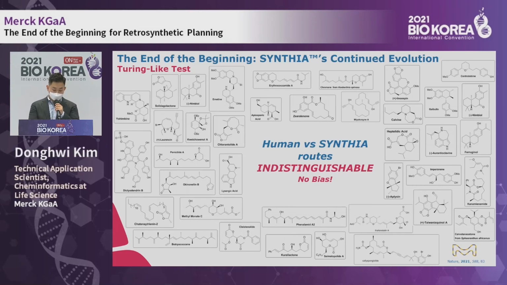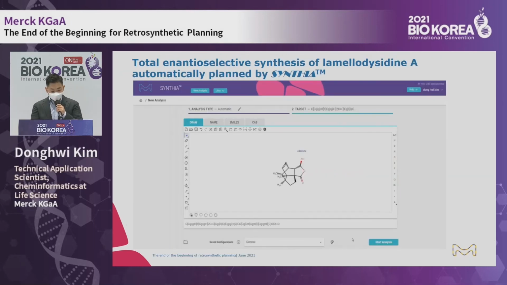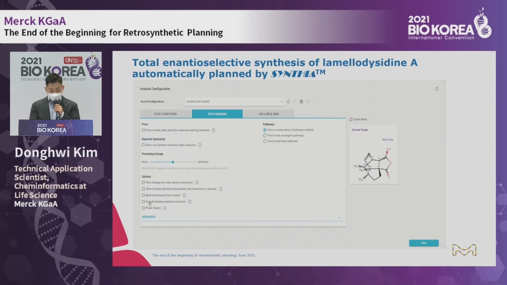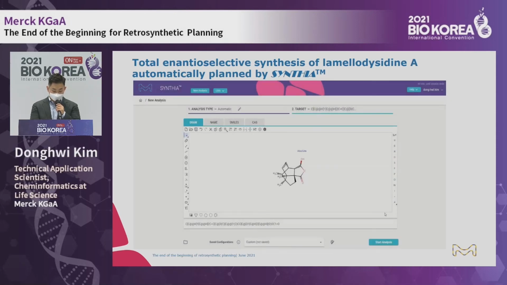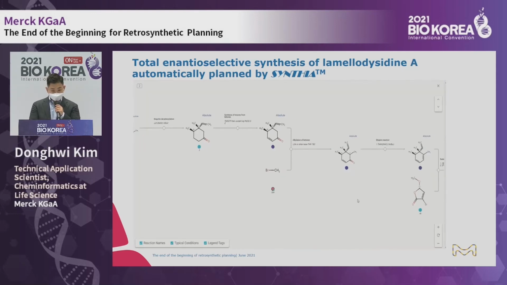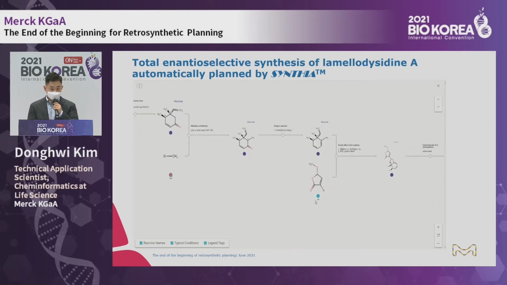In the publication, Professor Baran also validated 3 pathways, and one of these executed routes was lamellodysine A, which is a challenging bridged polycycle, as you can see. So this is the real screen of Cynthia. It automatically planned it in Cynthia. We could find the pathway of lamellodysine A with minimal adjustment of the default search conditions. Yep, that is the screen of Cynthia.